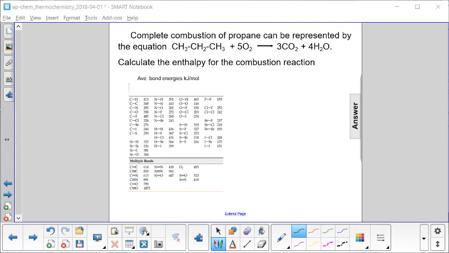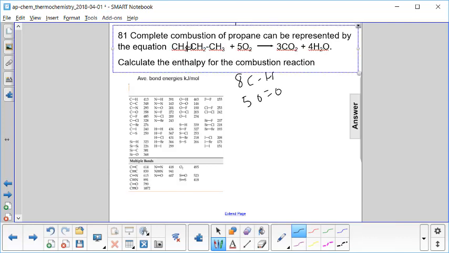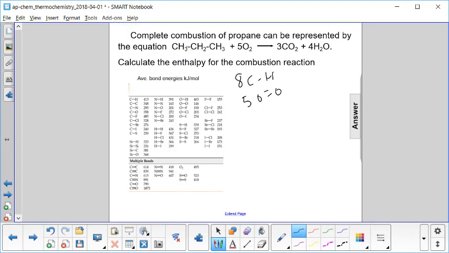So let's start with the reactants and figure out what bonds are broken. On the reactant side, we have carbon bonded to hydrogen. So we have carbon bonded to 3 hydrogens, then 2 hydrogens, then 3 hydrogens, for a total of 8 carbon-hydrogen bonds that are broken. And then we have 5 oxygen-oxygen double bonds. Oh, and I forgot also, we have these carbon-carbon single bonds here and here. So 2 carbon-carbon single bonds.